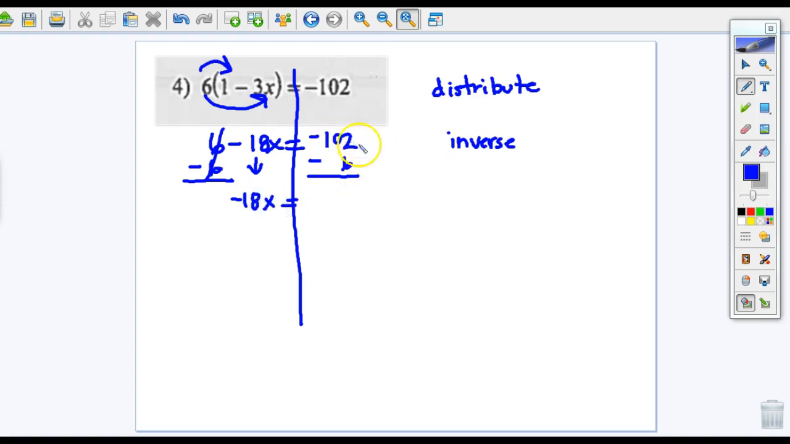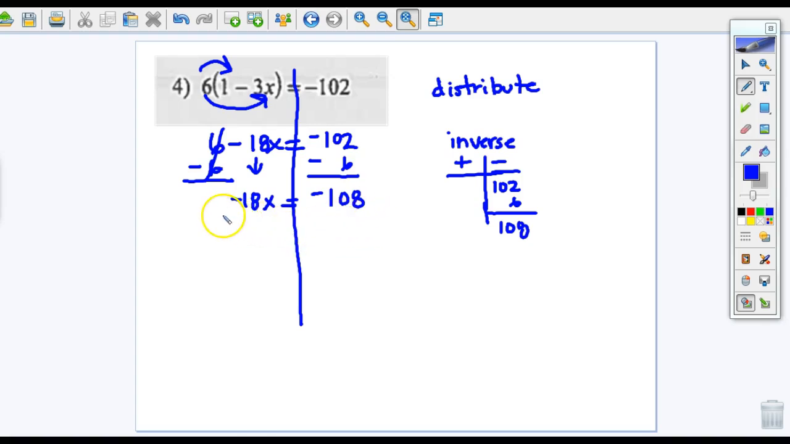And here I have two negatives, so I'm going to do my t-chart, or my column method here. I have a negative 102 and a negative 6. They're both on this side, which means I add them. This becomes 108. They're on my negative side, so they're both negative. I get a bigger negative, negative 108.